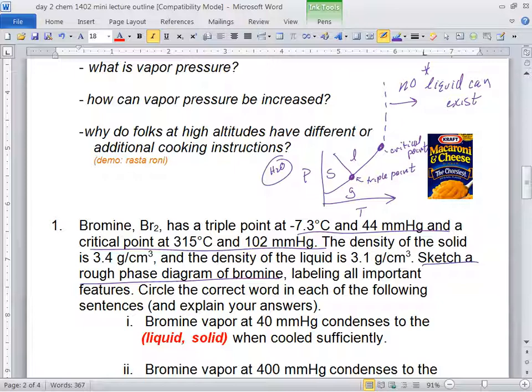The other thing we're supposed to know is that on water, really on water only, does this line go back. And that's a big deal.